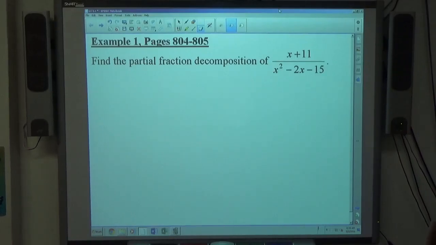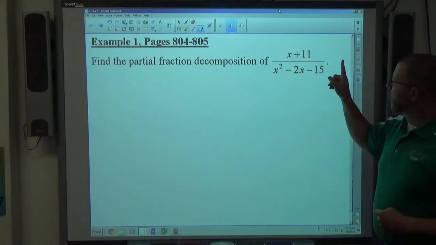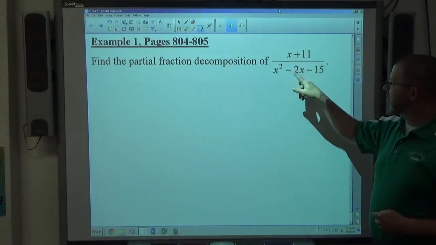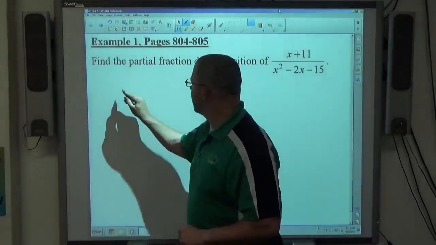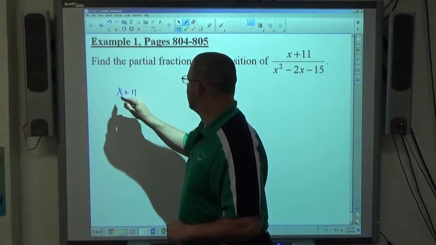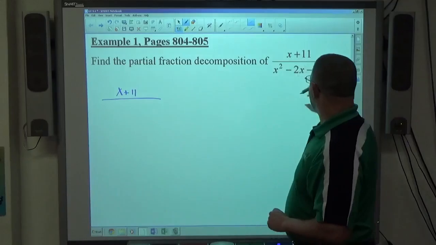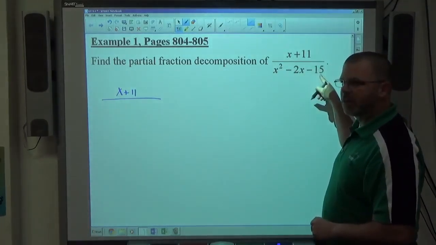Alright, example 1 for partial fraction decomposition. Basically, the idea is we want to take this fraction, which has a factorable denominator, and break it into several fractions that add up to make that fraction. So in other words, I want to take this fraction, x plus 11 over, and I'm going to go ahead and factor the bottom, that's going to be x minus 5 times x plus 3.